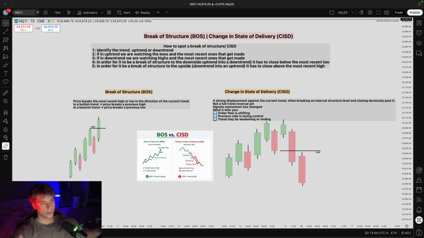Before we can talk about entries, we have to understand structure. The good thing is we already went over candles, what you're actually seeing on the screen, these little things moving up and down. And then we also went over trends, so you know how to determine if the market is moving up or down. It either trends up, trends down, or consolidates. So structure is how we measure that behavior.